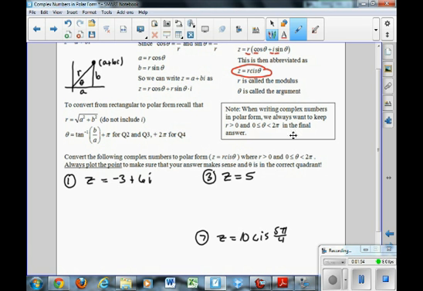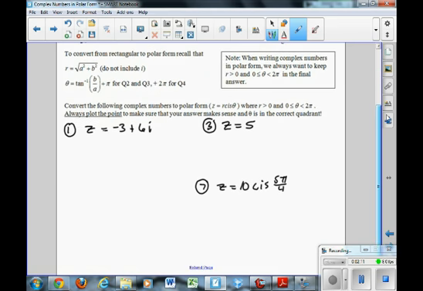And the reason we do that is because in polar form, it is considered good form to always have theta between 0 and 2 pi, a positive angle in the first rotation around the graph. We always want our r to be positive as well.